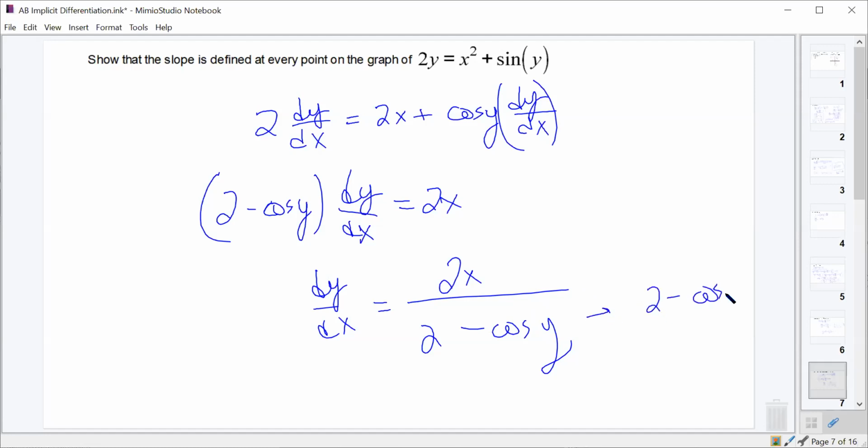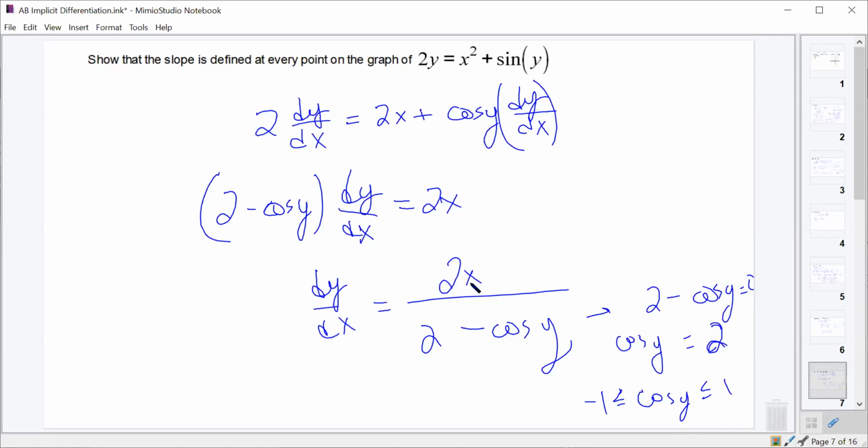2 minus cosine y equals 0. When does that occur? If cosine y equals 2, well, the cosine of y is always what? Less than or equal to 1, greater than or equal to negative 1. So cosine y will never equal 2, and therefore the slope is defined for every point on this.